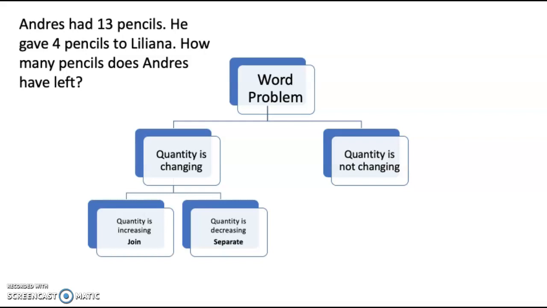Next, we need to decide, does the quantity of pencils increase or does the quantity of pencils decrease? Well, when Andreas gave some of his pencils away, the number of pencils he has left does decrease. So we would say that this is a separate problem type. Let's look at one more word problem.